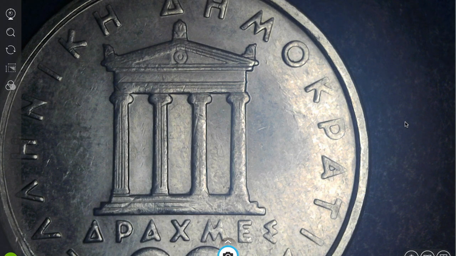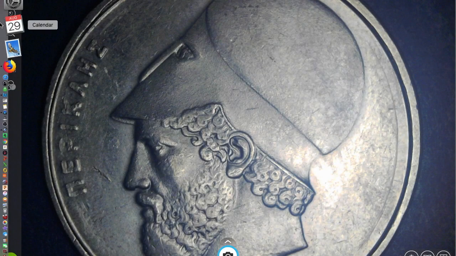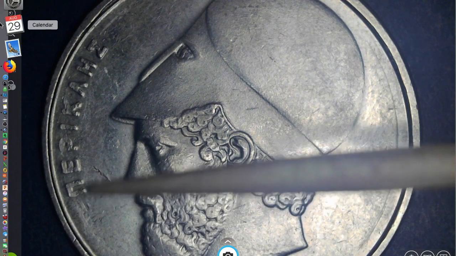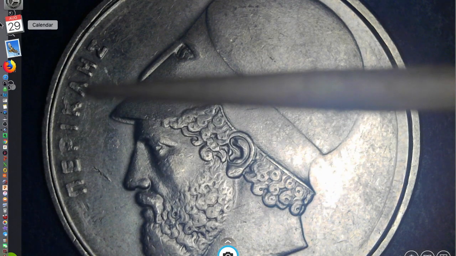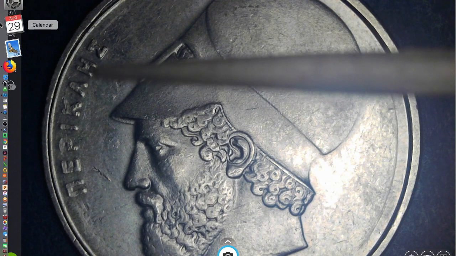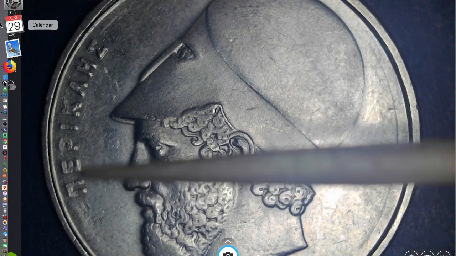So let's look at the obverse of the coin and see who's depicted. On the obverse of the coin we see a man wearing a helmet, and we have the inscription Pi, P, Epsilon, Rho, Iota, so Peri, Kappa, Lambda, Eta, and Sigma. So this inscription would read Pericles.